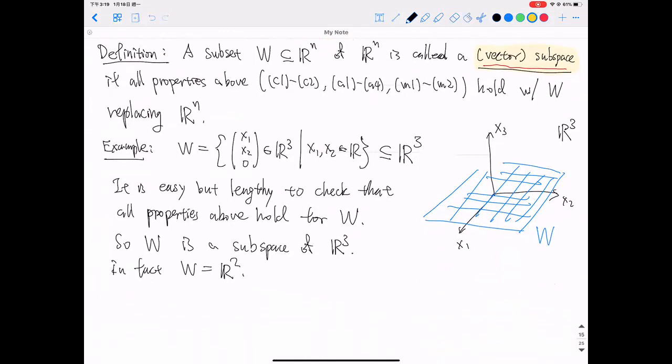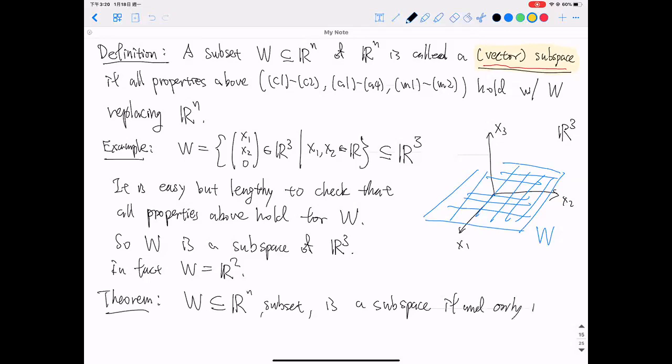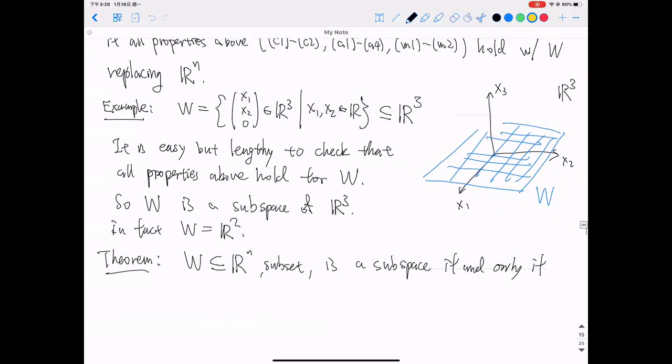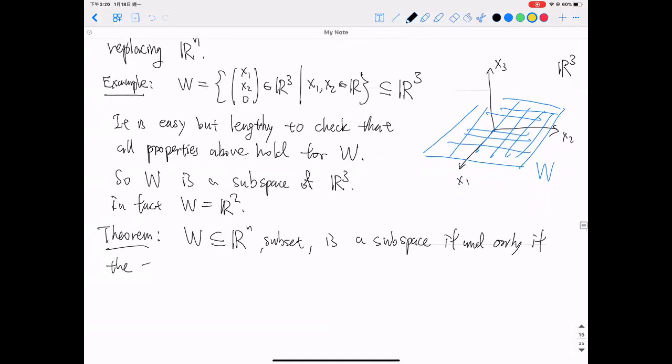So it would therefore be nice if there's a simpler way to check whether a subset is a subspace, and that's what this theorem next is about. So let W be a subset of Rn. W is a subspace if and only if the following conditions are met, or the following holds.